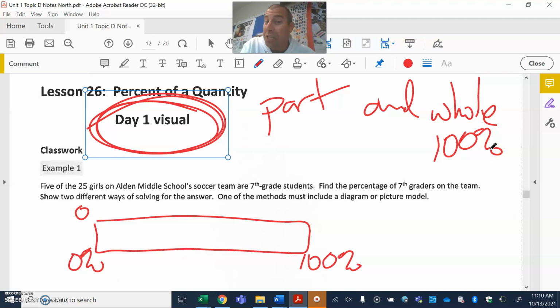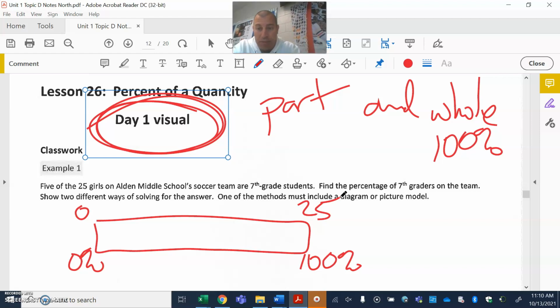So, do we know the whole in this situation? And the answer is yes. We know there are 25 girls on a team. That is the whole soccer team. So the 25 is going to match up with the 100. Now, we've got 5 of them though. 5 of them. All right.